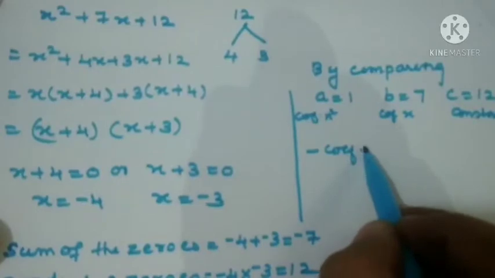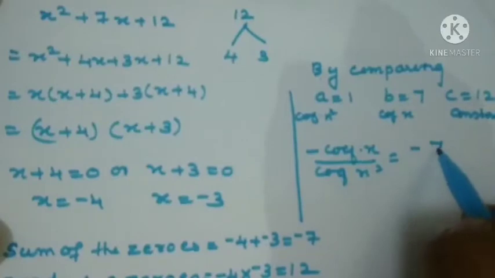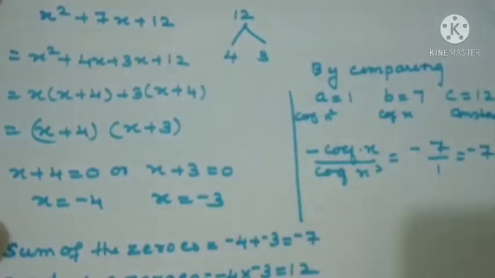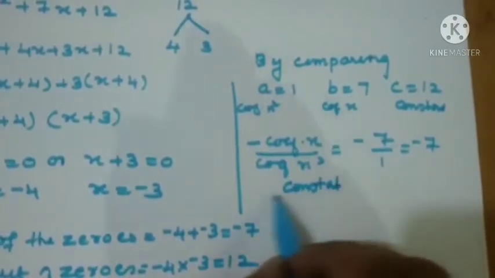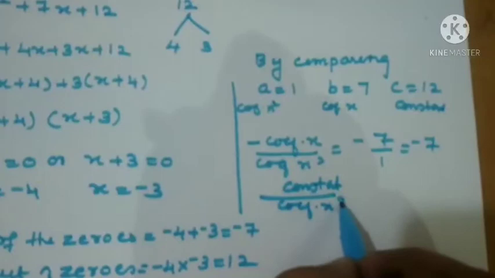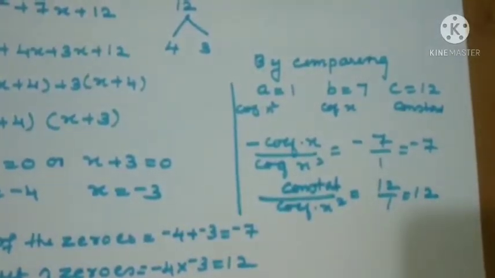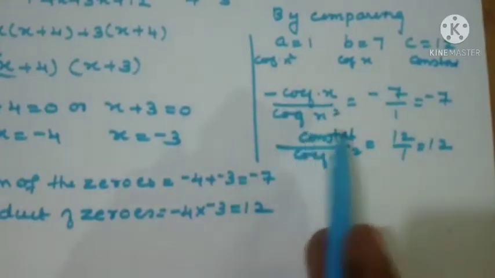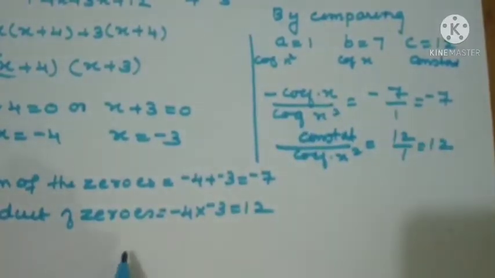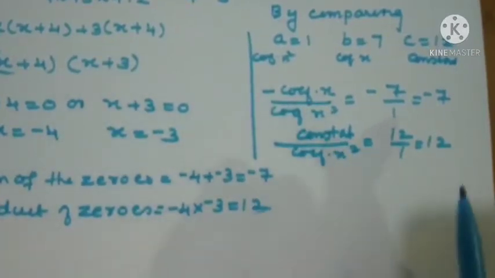Now we are calculating minus coefficient of x by coefficient of x square, equal to minus 7 by 1, which is equal to minus 7. Right? Next, constant divided by coefficient of x square. So 12 by 1 equal to 12. Now we have seen two examples, and with this we can say that the sum of the zeros here is also minus 7, and minus coefficient of x by coefficient of x square is equal to minus 7. Product of the zeros we got 12. Here we have the relation constant divided by coefficient of x square equal to 12.